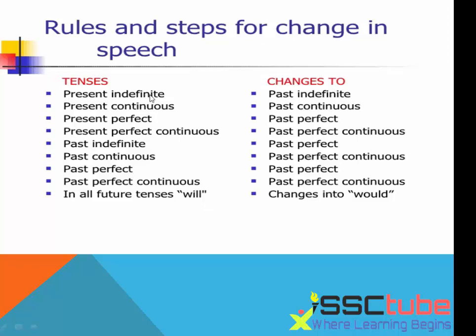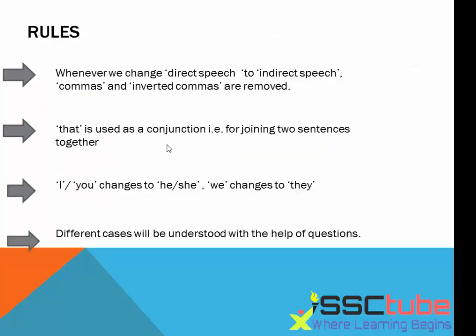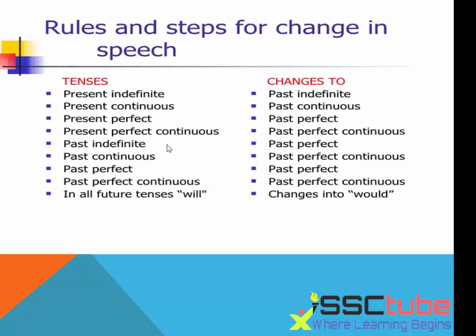Now present indefinite changes to past indefinite. Present continuous changes to past continuous. Present perfect changes to past perfect. Present perfect continuous changes to past perfect continuous. Past indefinite changes to past perfect. Past continuous changes to past perfect continuous. Past perfect continuous remains past perfect continuous, and in all future tenses, will changes to would. I again repeat, you don't have to mug up. We are going to study this in the later videos.